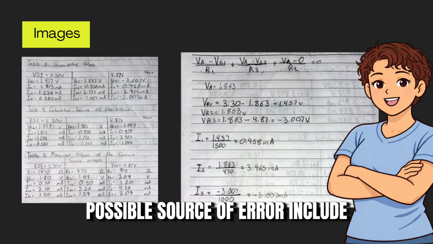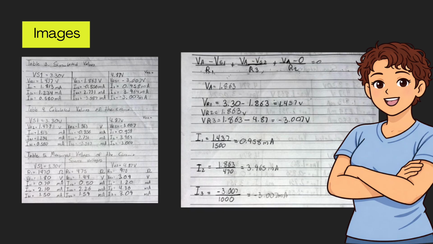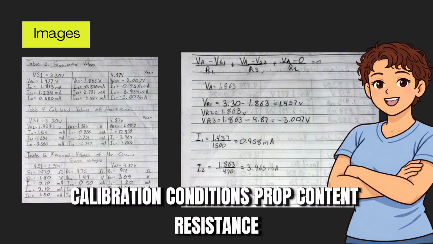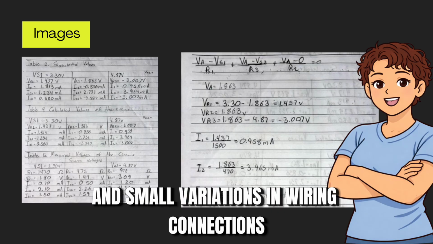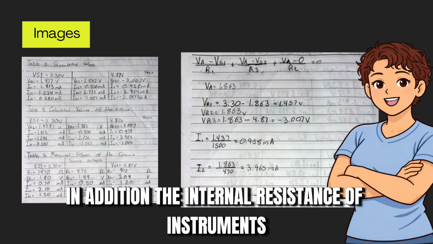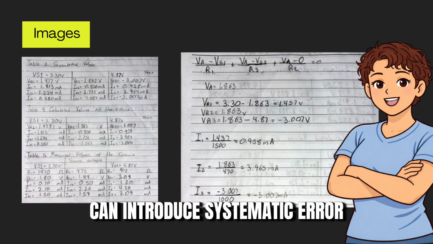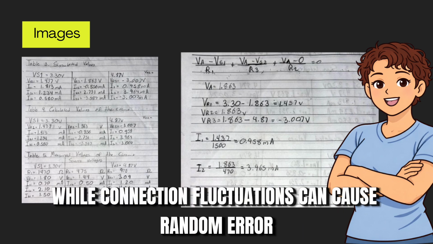Possible sources of error include limited instrument resolution, calibration conditions, probe contact resistance, and small variations in wiring connections. In addition, the internal resistance of instruments and possible instability of voltage sources can introduce systematic error, while connection fluctuations can cause random error.